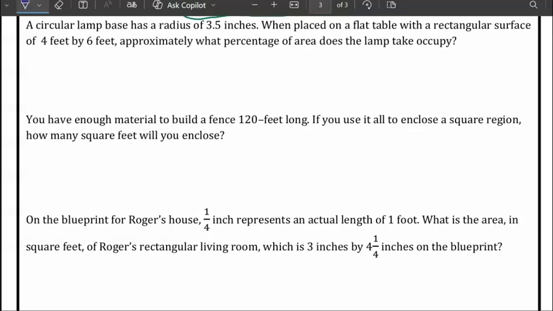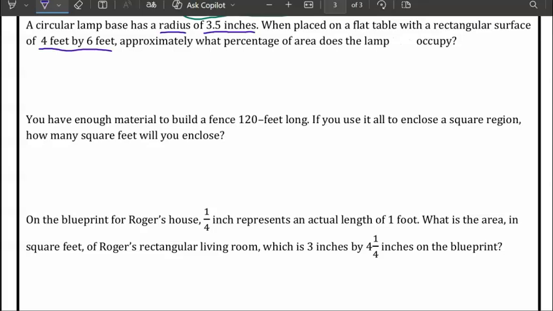A circular lamp base has a radius of 3.5 inches. When placed on a flat table with a rectangular surface of 4 feet by 6 feet, approximately what percentage of area does a lamp occupy? So let's draw these out. We have a rectangular table surface, 4 feet by 6 feet, and then a lamp that has a radius of 3.5 inches.